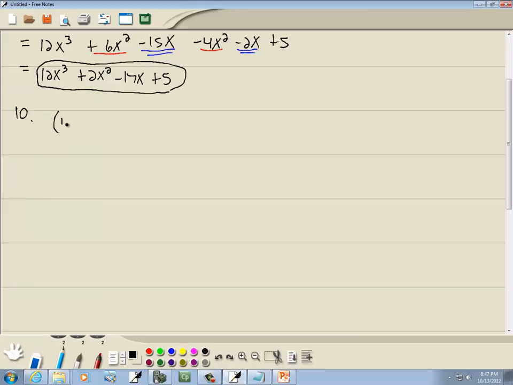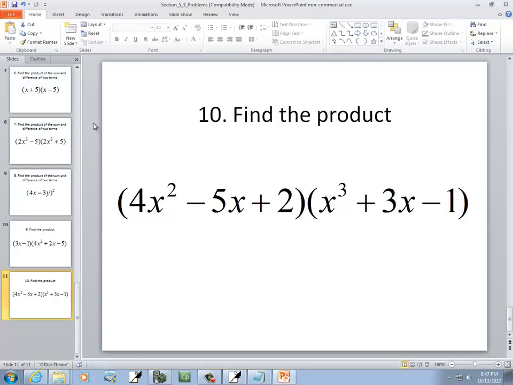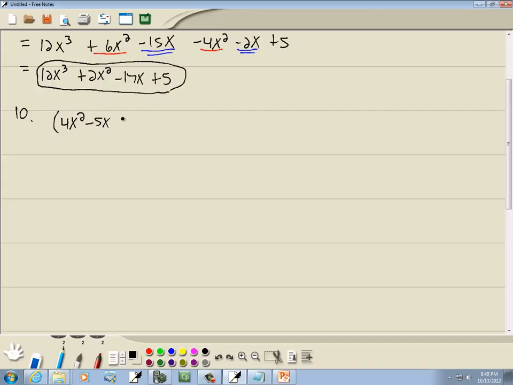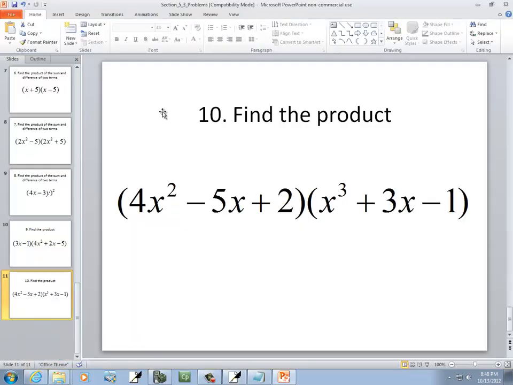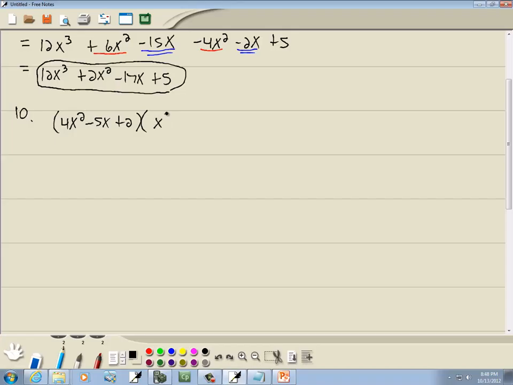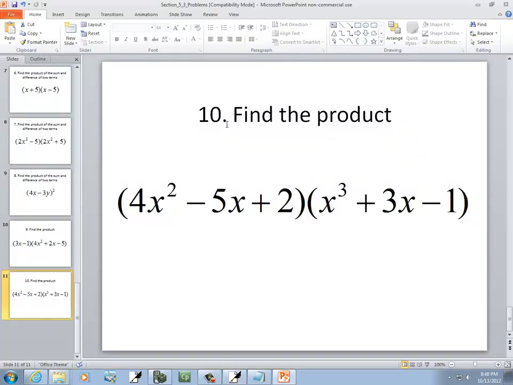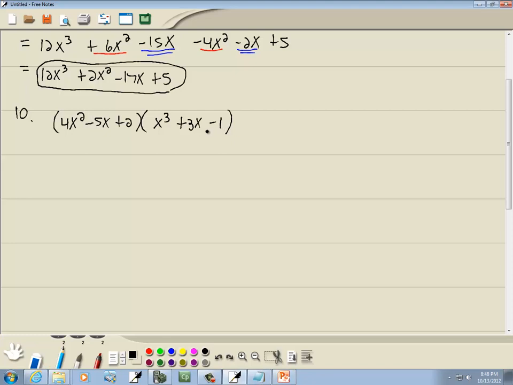Let's see, 4x squared minus 5x plus 2 times x to the third plus 3x minus 1. And we'll multiply these together. Now again, I really haven't read the instructions on any of these because I like to use the line method on every one of them. So if you got multiplication of polynomials, very easy way to do it.